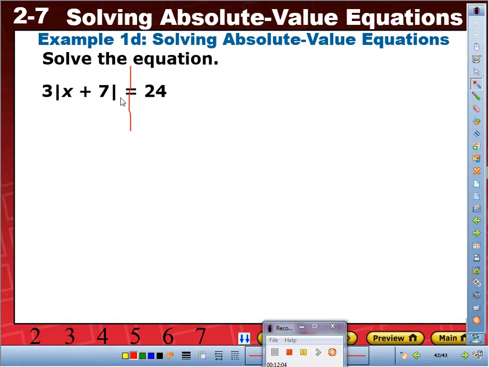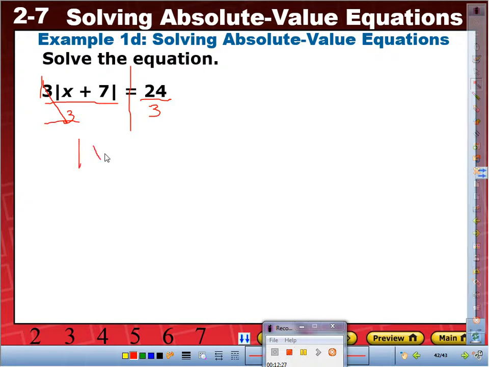Let's look at this side. Look at the absolute value. Is there anything outside the absolute value? What is it? 3. And what is the 3 doing? Multiplying. So to cancel it, or to get rid of it, we need to divide by 3. Whatever we do to one side, we do to the other. 3 divided by 3 is 1. We're left with absolute value x plus 7 equals 8.